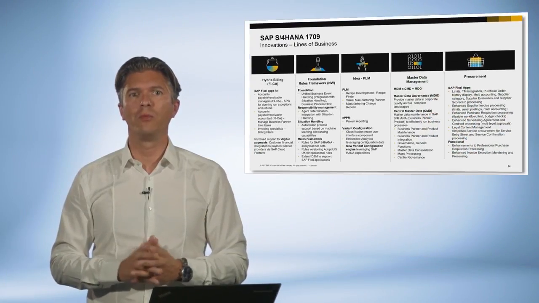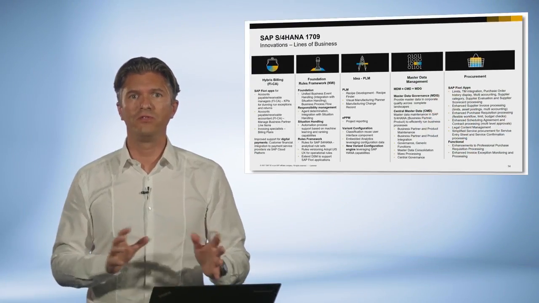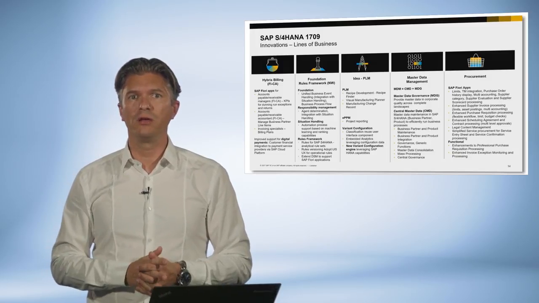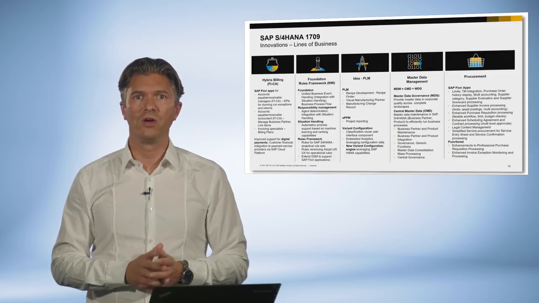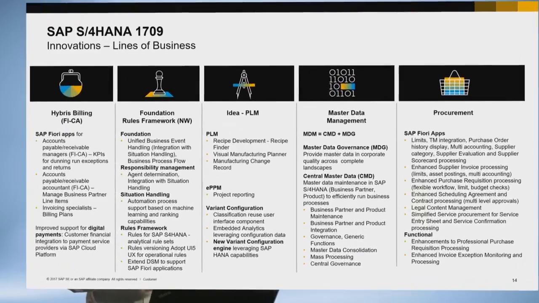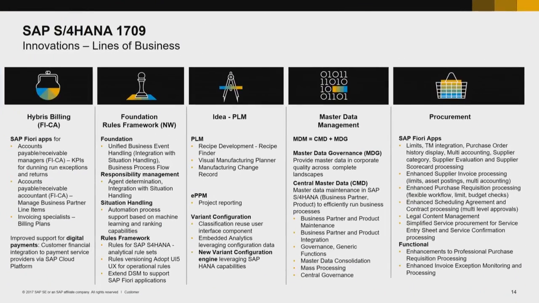And of course, we have some more innovations for you. Let me pick a few of them covering additional lines of business. Can you see here? You can leverage hybrid billing for better support of digital payments with a new SAP Fiori app for accounts payable and receivable managers to analyze and trigger actions for open credits, returns, or dunning run exceptions. Another new SAP Fiori app for the customer financial component of SAP Hybrid Billing Solutions enables you to list the contract accounts receivable and payable line items and trigger simple actions for selected line items such as reverse, reset clearing, write-offs, and more.